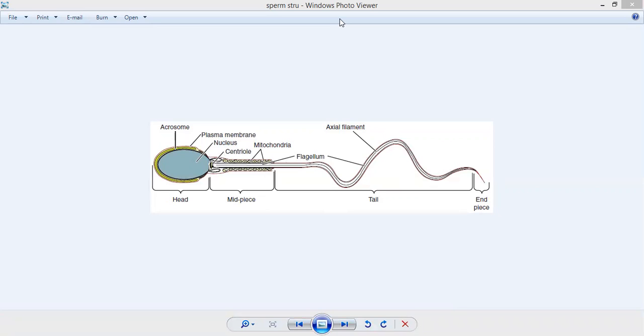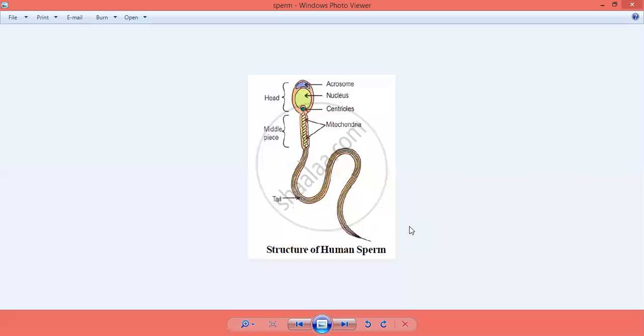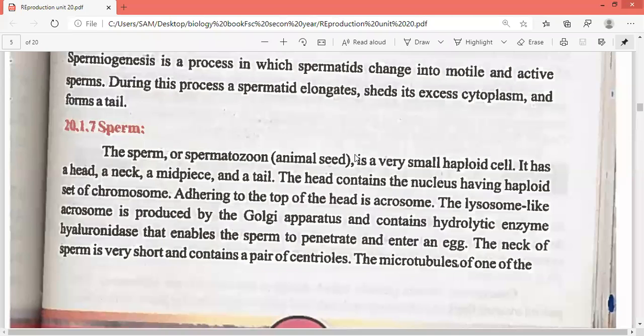So this is the diagram of a sperm showing the mitochondria as well as the acrosome and nucleus. Here you can see the acrosome very clearly. Acrosome, nucleus, centriole, mitochondria, and a tail. All right. This is the structure of a human male sperm.